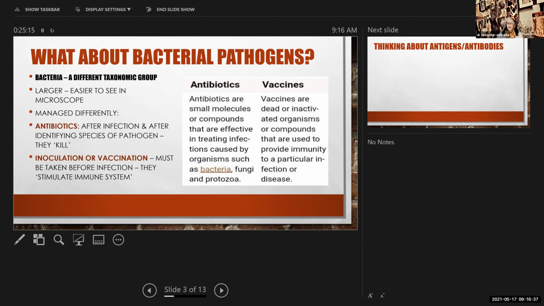So what does a vaccine do? It stimulates immunity.